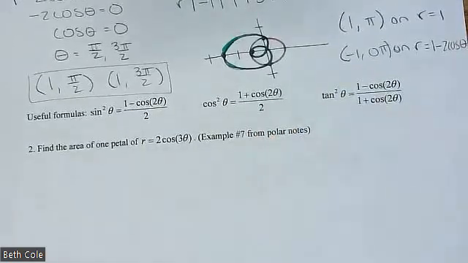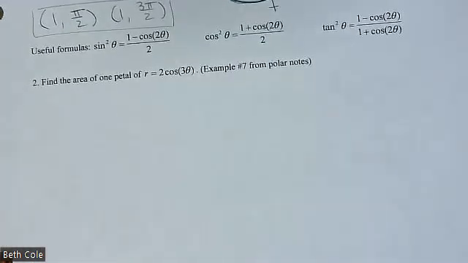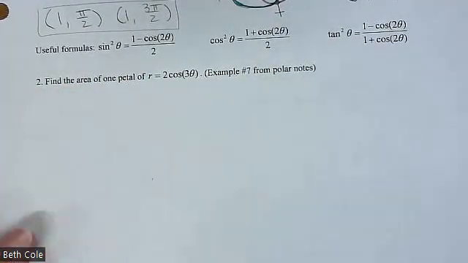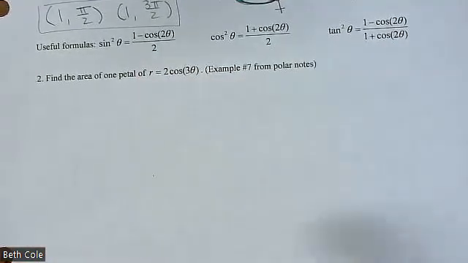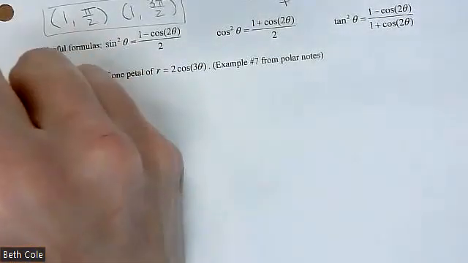Now, these are some useful formulas. I don't really expect you to memorize them, but I'm just throwing it out there because sometimes you can't do your antiderivative without them. So there they are. All right. So we're going to now find some areas. Find the area of 1 petal, that's like 1 little leaf, of this graph. Now, it's one that we did already, but again, I think we could use the practice with sketching a graph. So let's make ourselves a table.